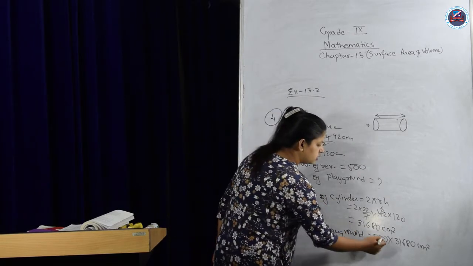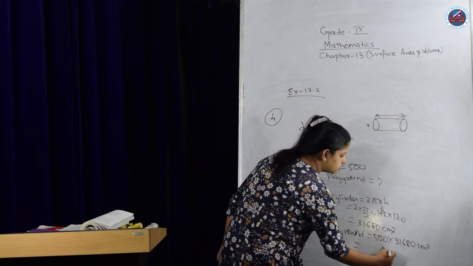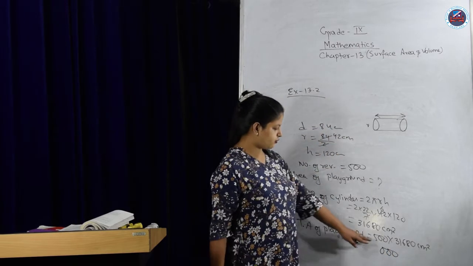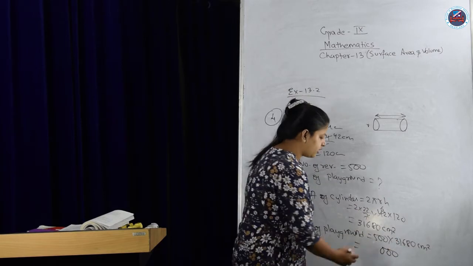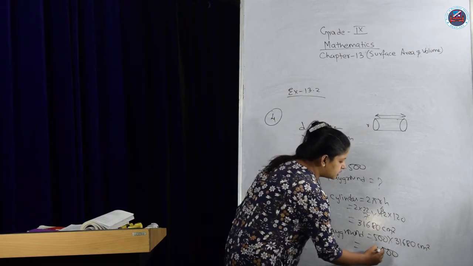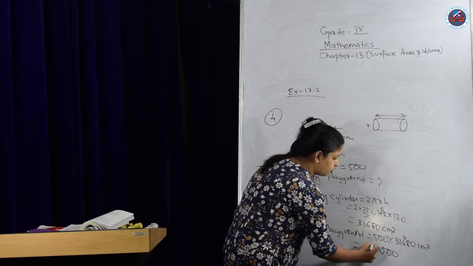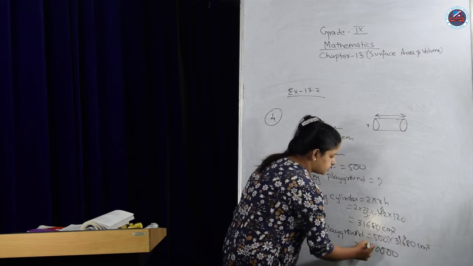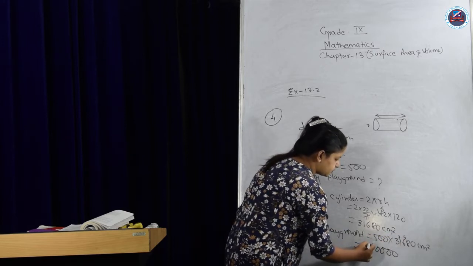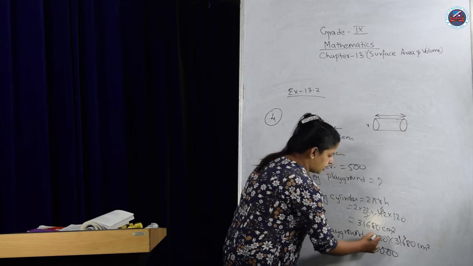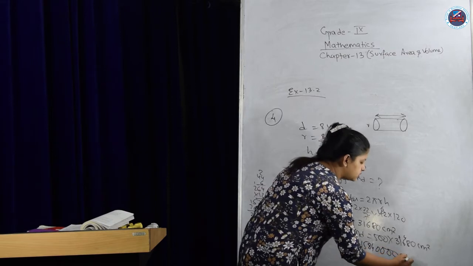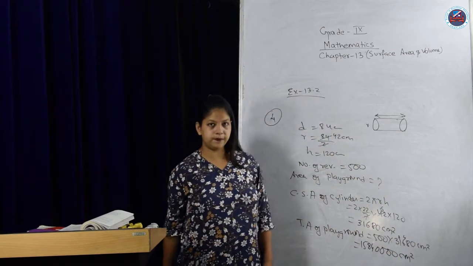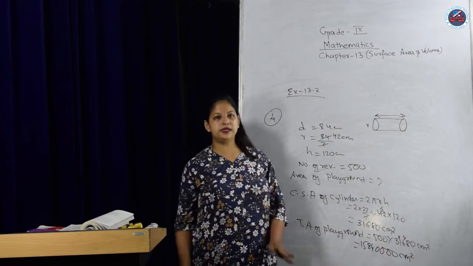Now 1, 2, 3 zeros, so let us put 3 zeros in the back. So 5 will multiply 3168. That means 1584000 centimeters square. Okay. Now we have to convert it to meter square.